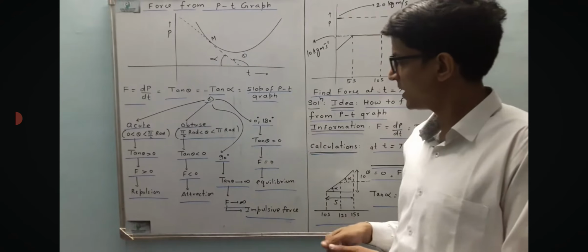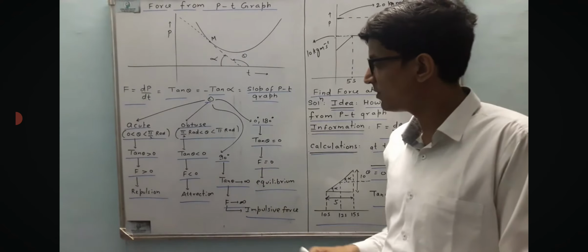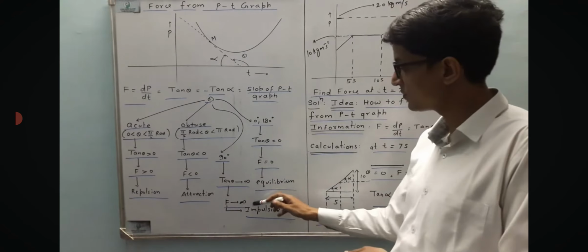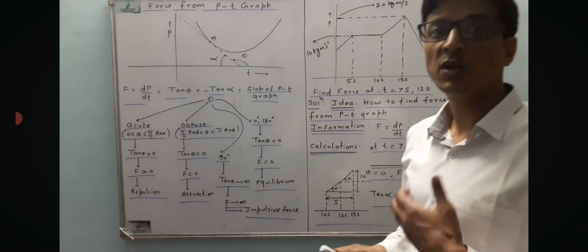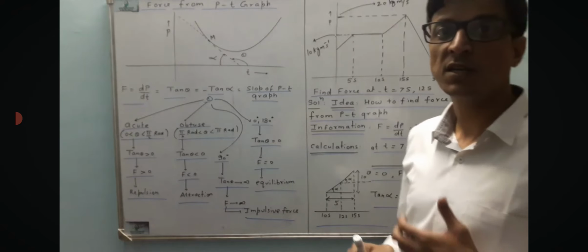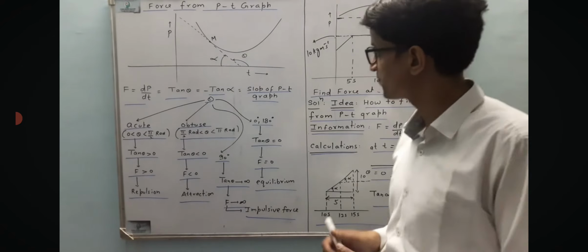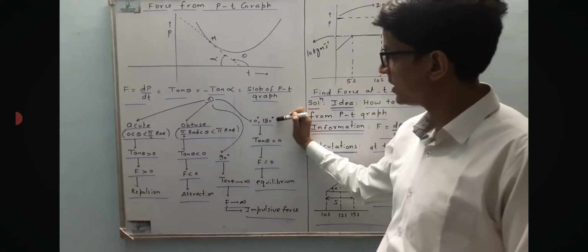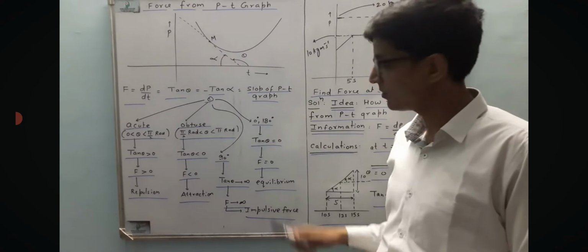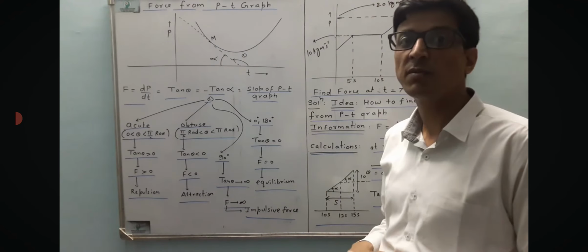If theta is 90 degrees, then tan theta tends to infinity, so force tends to infinity, which is called impulsive force, which has a very great magnitude. If theta is 0 or 180 degrees, then tan theta will be 0 and force will be 0, that means it is called the equilibrium position.